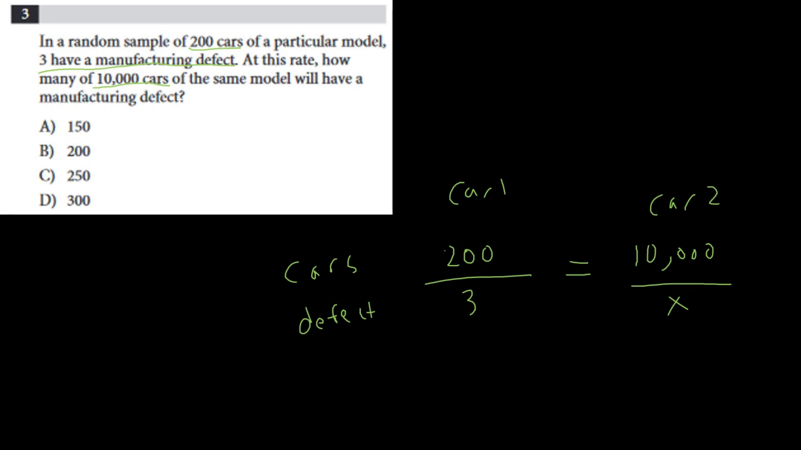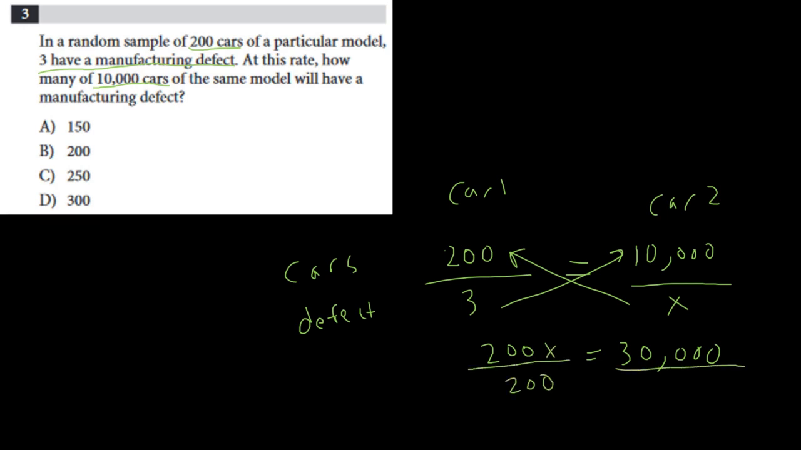So from here we can cross multiply. So 3 times 10,000 is 30,000. And then 200 times x is 200x. So from here we can divide by 200, and we're going to use the zero trick. This crosses out, this crosses out. So from here it's 300 divided by 2, which is 150, which is A.